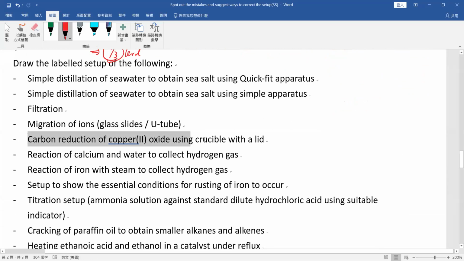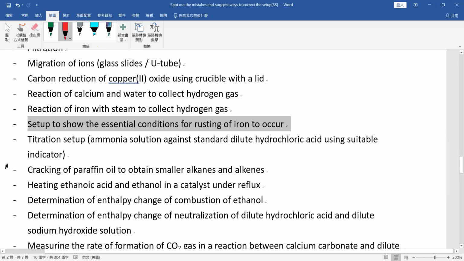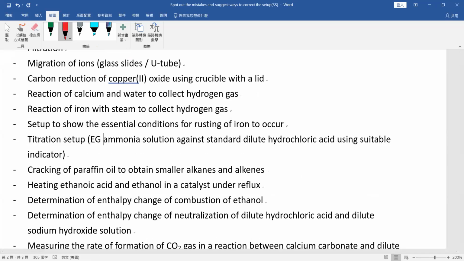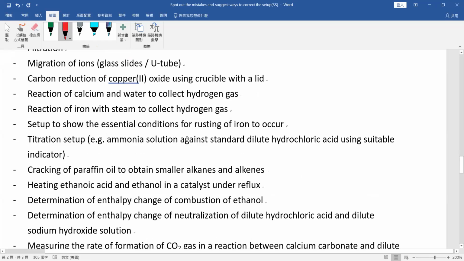Carbon reduction of carbon dioxide using a crucible with a lid. Reaction of calcium with water to collect hydrogen gas. The reaction of iron with steam to collect hydrogen gas. Setup to show the essential conditions for rusting of iron to occur. Titration setup, for example, ammonia solution against standard dilute hydrochloric acid using a suitable indicator. You use the word against, right? A very technical term.